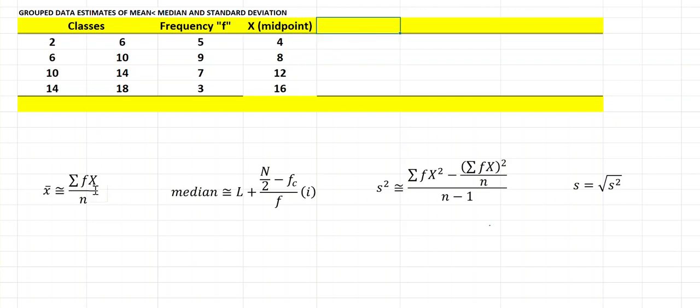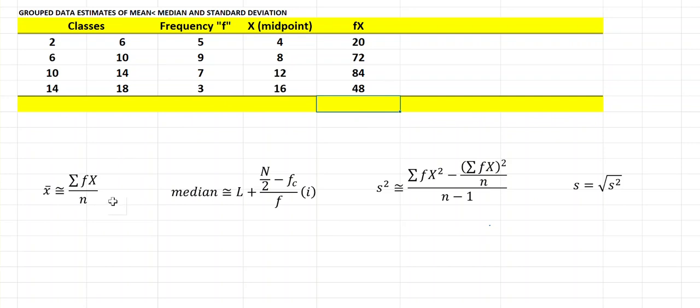Then, if we follow the formula, we need the sum of the frequencies times the midpoint. So I'll have a column for fx. So this is equal to the frequency 5 in the first group times the midpoint, which is 4, and that's 20. And we do this for all of them. 9 8s are 72, and so on. So we get that.